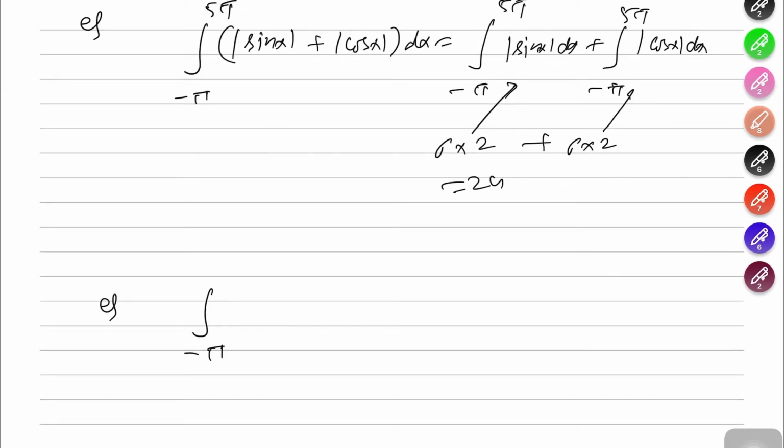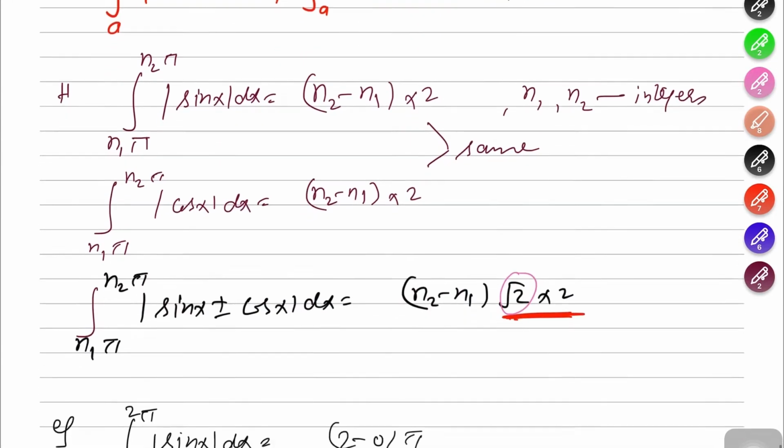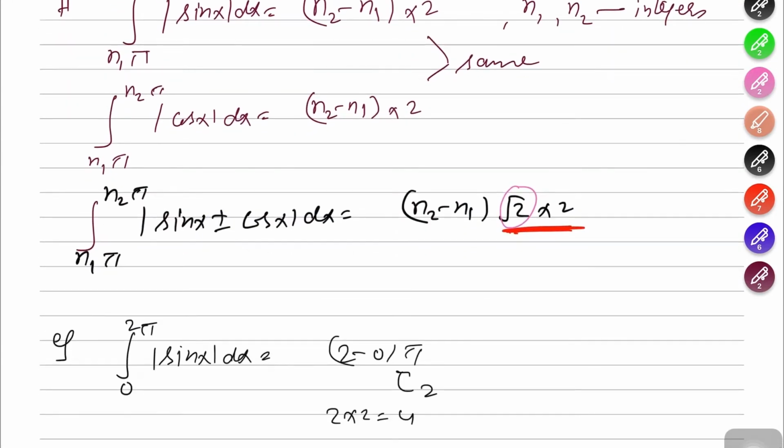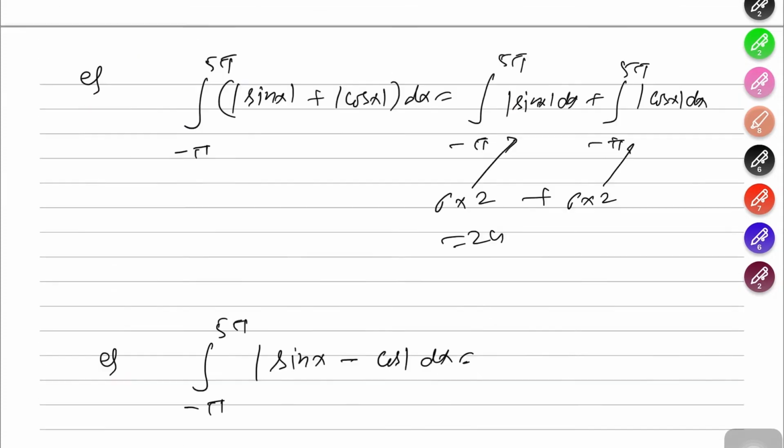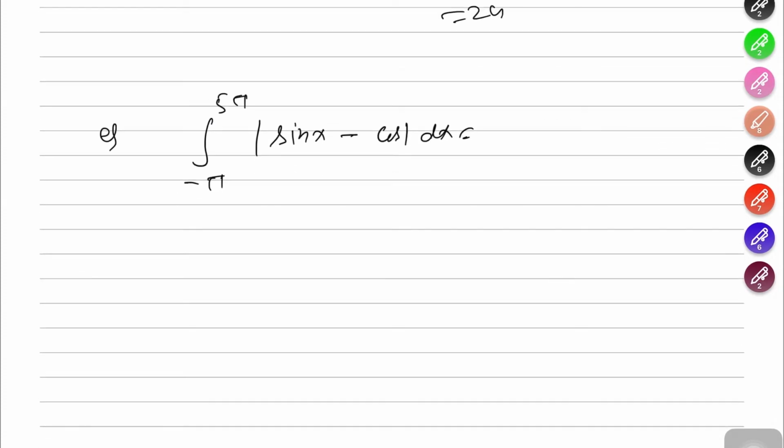Let's take one more example. Let's say minus pi to 5 pi of mod of sin x minus cos x dx. We already discussed that either it's a plus or minus, we multiply root 2 into 2. So that becomes 5 minus (minus 1), 6, into root 2 into 2, that is 12 root 2.